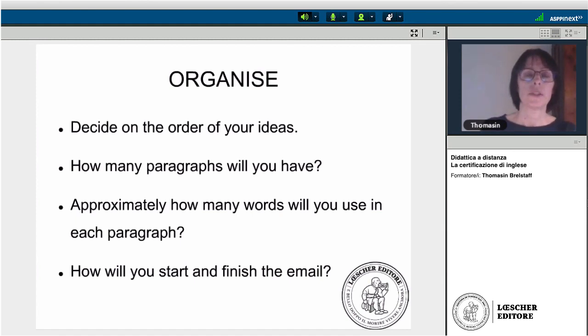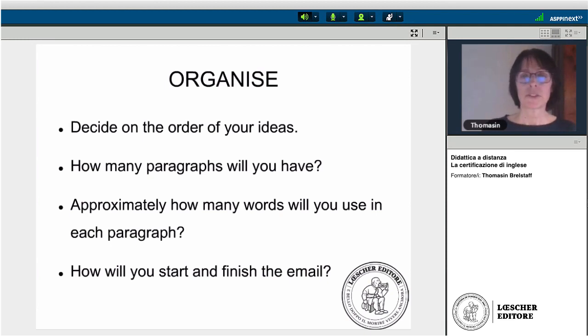These are some of the things we need to think about. You need to decide on the order of those ideas we wrote down. Well, in this type of task, this is not really a big issue because you can follow the order of these points in the original task. So that's not much of a problem. You will need to think about paragraphs. How many paragraphs will you have?